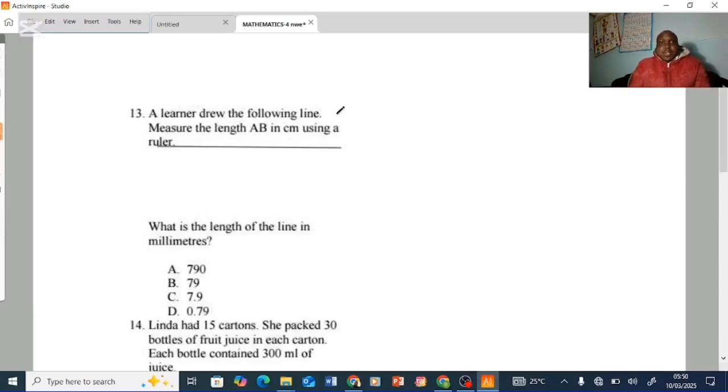The learner drew the following measurement. The length AB, so this is A and B. So the length from here up to here is 7.9 centimeters. But what is the length of the line in millimeters? So we need it in millimeters because it is given in centimeters.